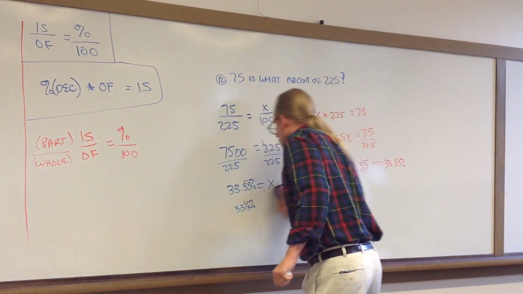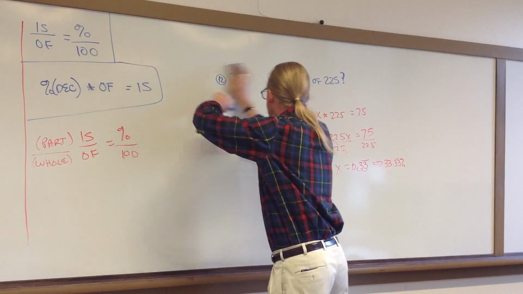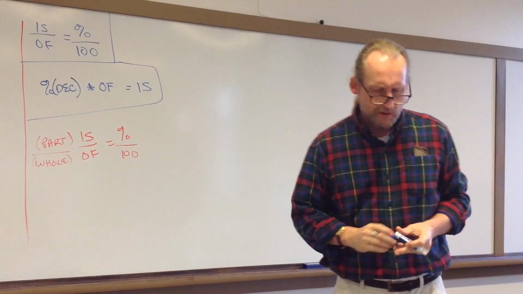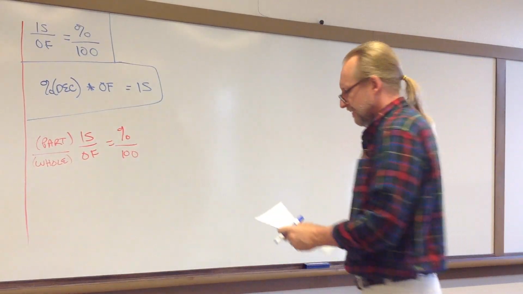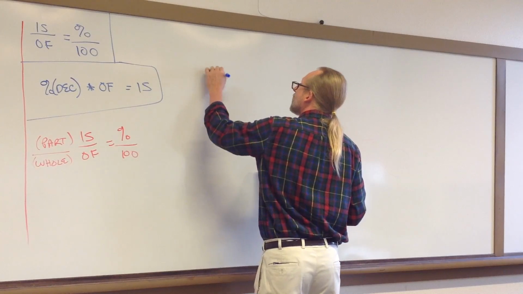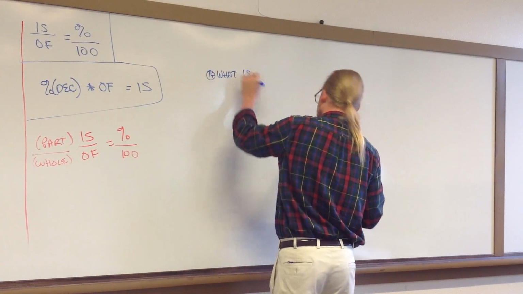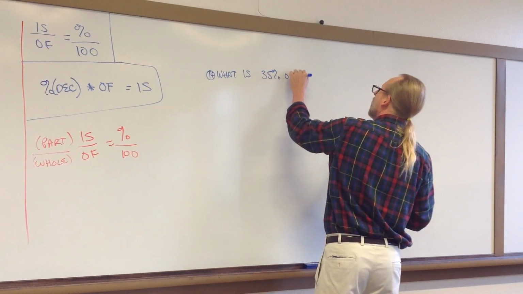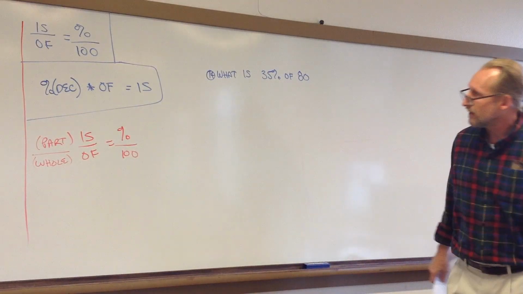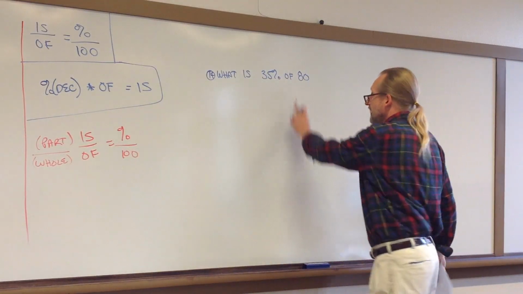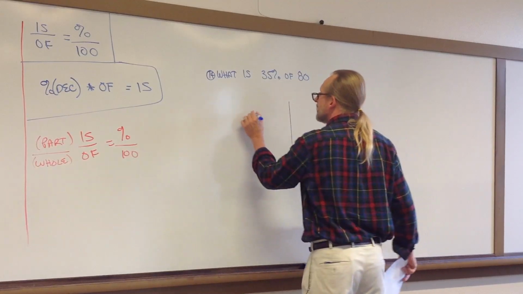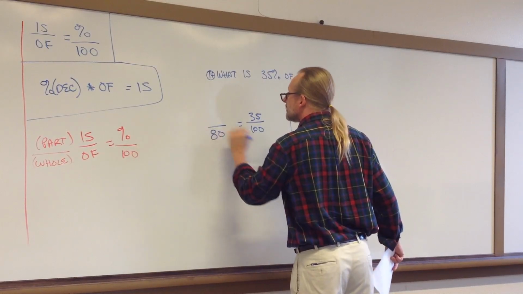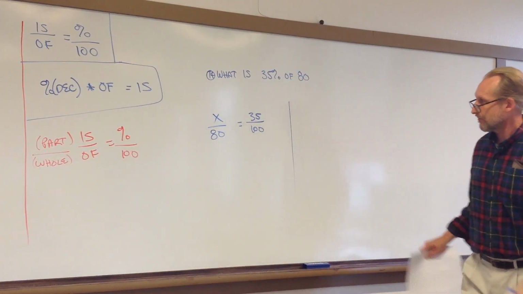Now this is going to be where they're kind of mixed up, and you're going to have to decide which one of these we are trying to find. Let's see here. Problem 14 says, what is 35% of 80? Okay, so we're looking for the is part, right? Because we have the of, we have the percentage. The percentage is 35. The of is 80. It's the is that we're looking for.